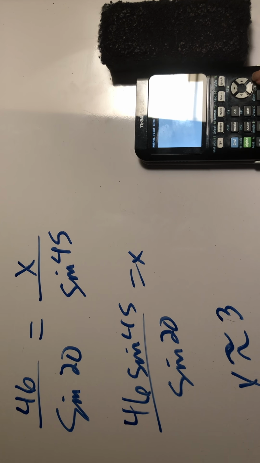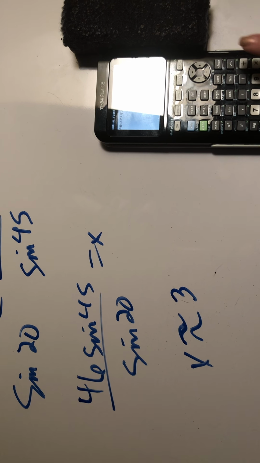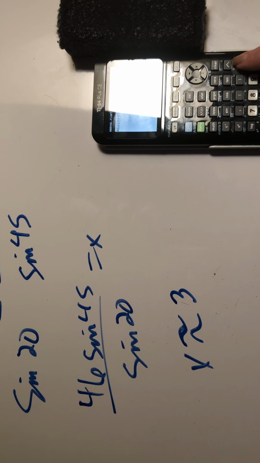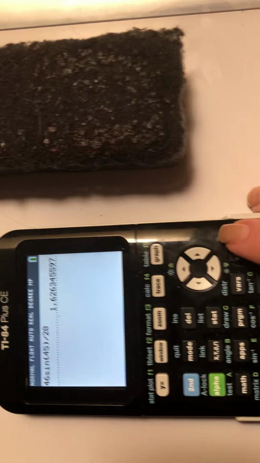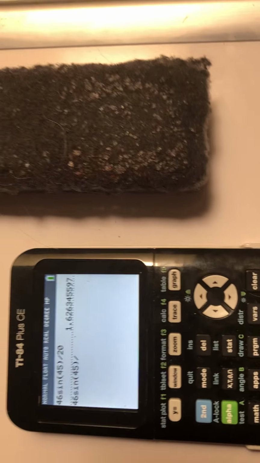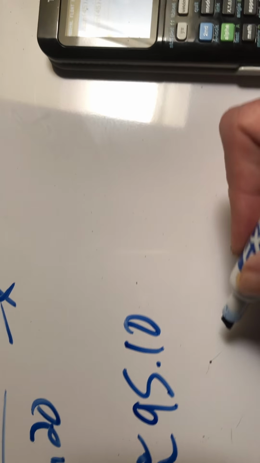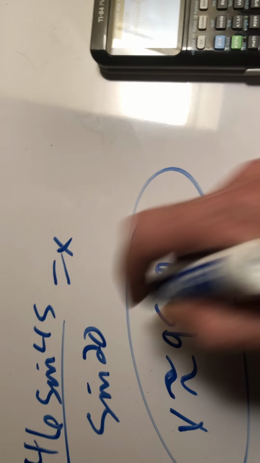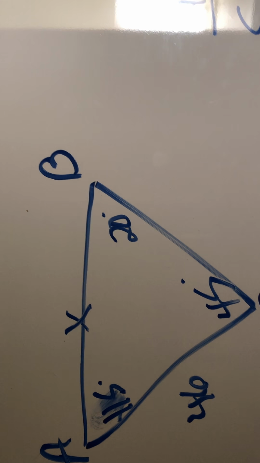Okay, make sure that your calculator is in degrees, because I did not. So make sure your calculator is in degrees. Make sure you close parentheses after the 45, and make sure you put it in correctly. Oh my goodness, 46 sine 45 divided by sine 20. Wow, okay, there we go. So it's 95.10 if we wanted to round it to the nearest hundredth, and it's in meters, okay? So that's one of the things you're going to see about the crater and finding the distance of the crater.